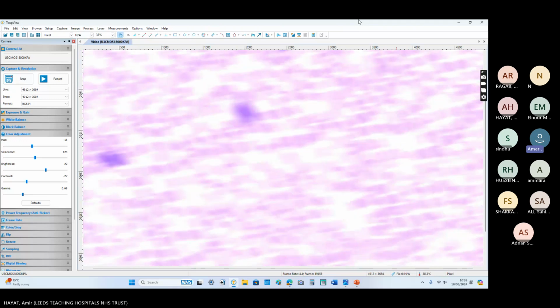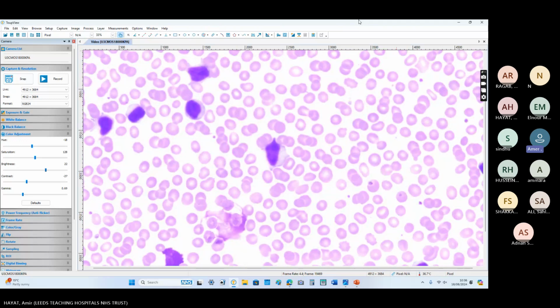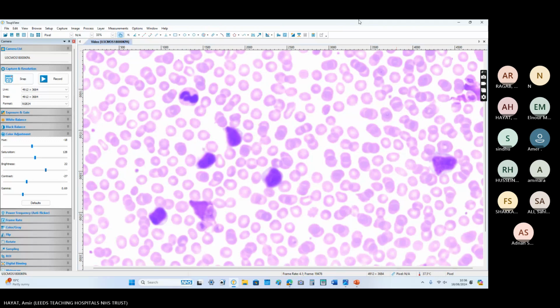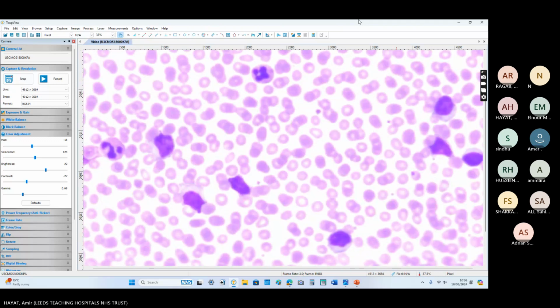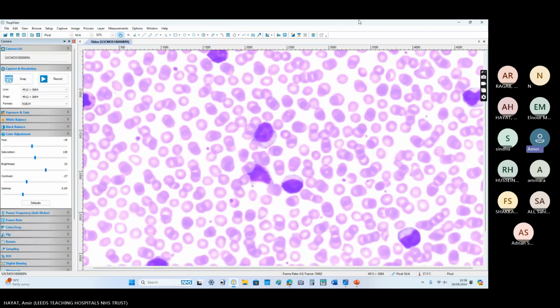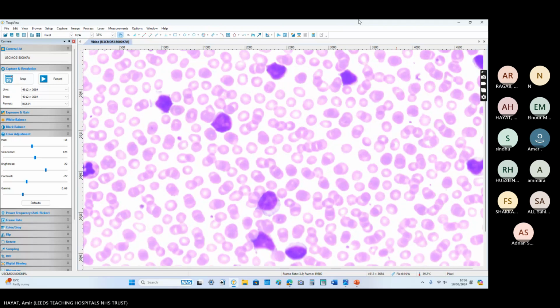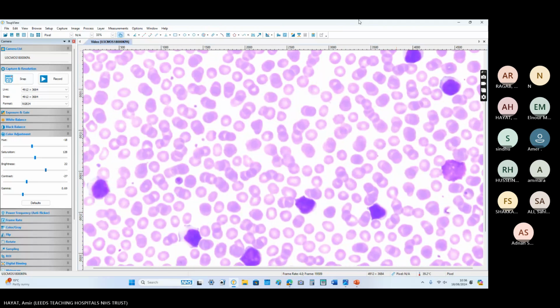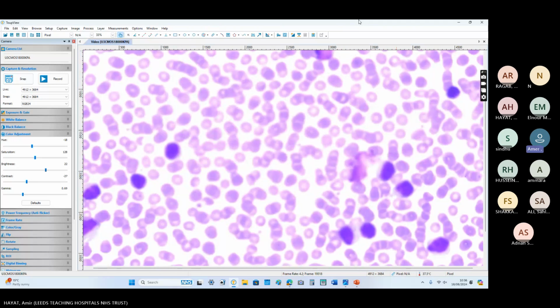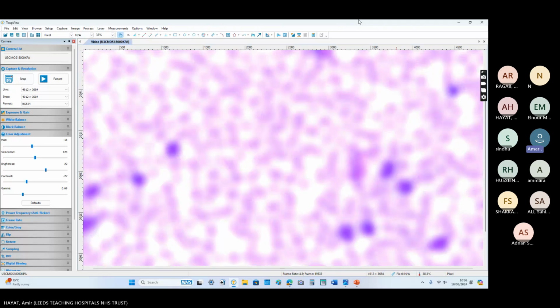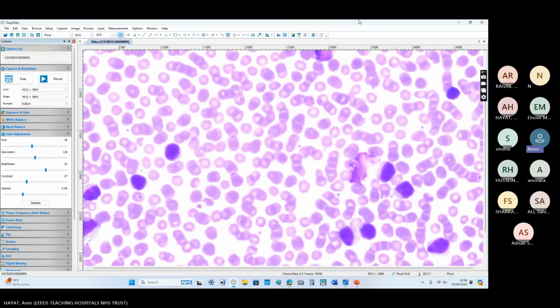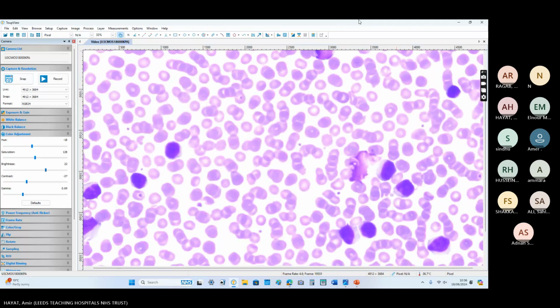As you go towards the thicker side, they start to shrink in size more and more. And here they appear almost the same size as the red cell.